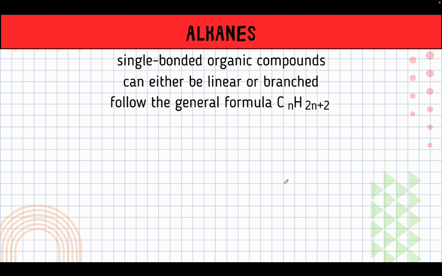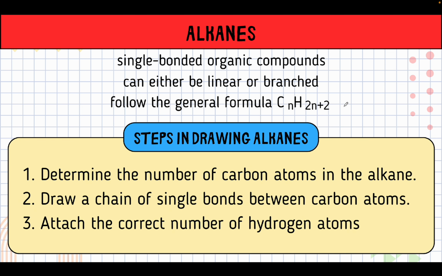Okay, let's first start with alkanes. Again, alkanes are single-bonded organic compounds that can either be linear or branched, and they follow the general formula CnH2n+2, meaning if you have 4 carbon atoms, the number of hydrogen atoms is equal to 10. So how do we draw alkanes? First is to determine the number of carbon atoms in the alkane. You will see this in the molecular formula. Draw a chain of single bonds between carbon atoms. Finally, attach the correct number of hydrogen atoms.